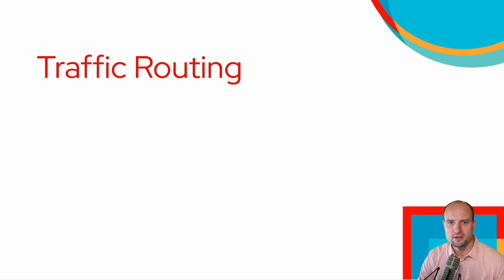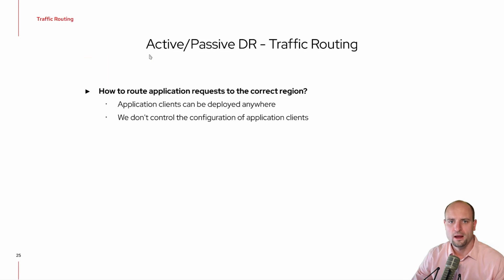So let's start with the first topic, which is traffic routing. In the active-passive disaster recovery scenario, the application traffic is all routed into a single region, into the active region. The other region, which is passive, doesn't receive any application traffic. In the case of a disaster in the active region, the application traffic must be rerouted to the region which has been passive so far, and with that, the role of the passive region changes to active. The question now is, what mechanism could we use to reroute the traffic?